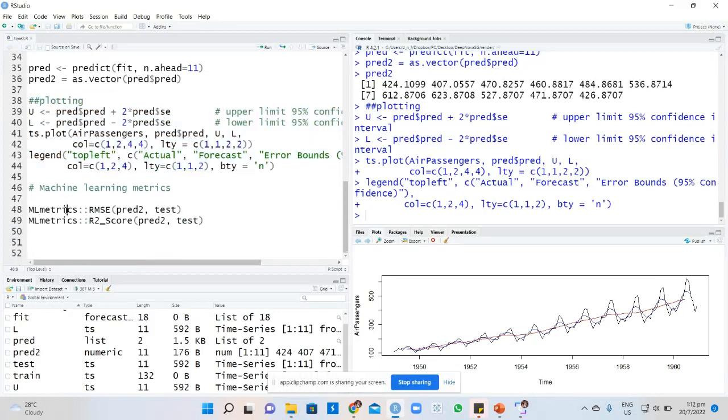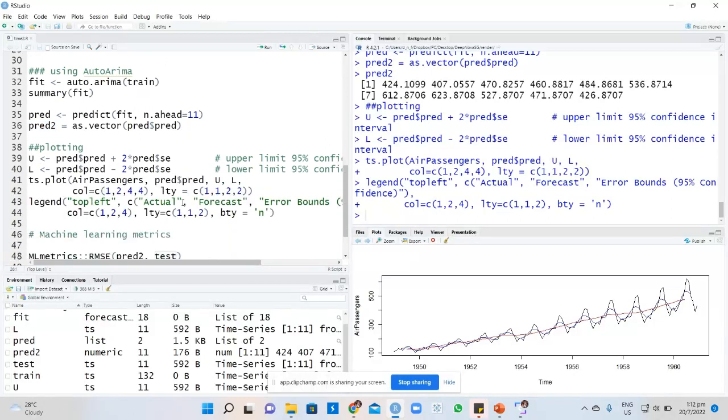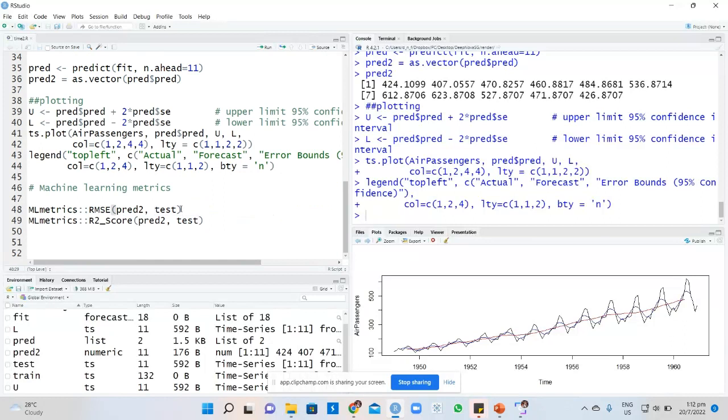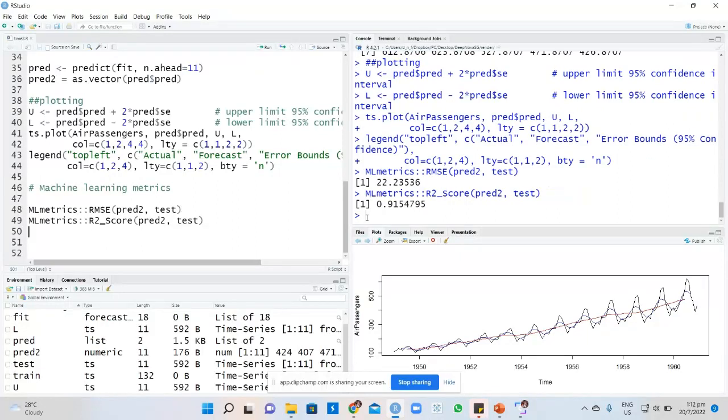I'm going to use this package called MLmetrics. I'm going to look at the RMSE of the predicted values, which the model predicts, against the actual test dataset, which contains the raw values from the AirPassengers dataset. So what's the RMSE? It is very simply 22, and the R-squared score is basically around 91, which is not that bad to be honest.